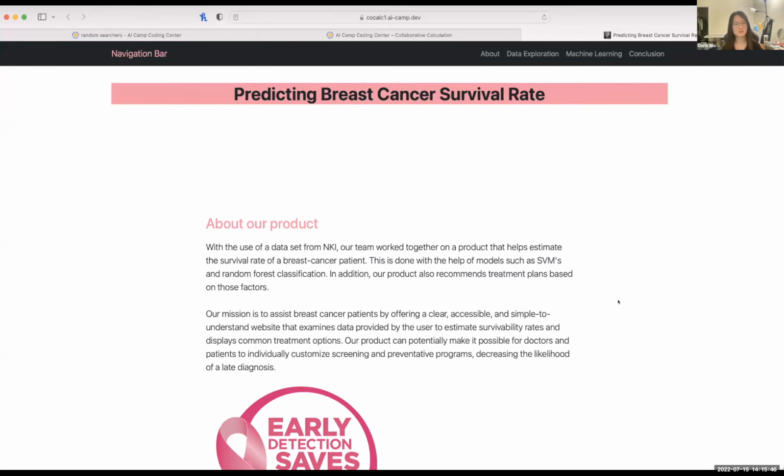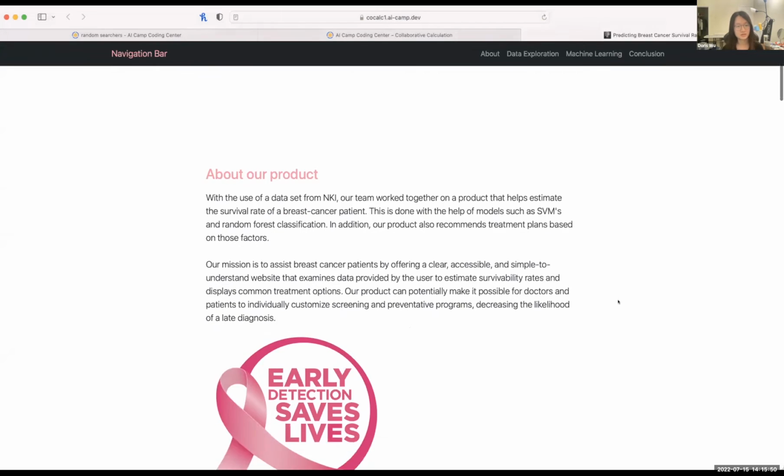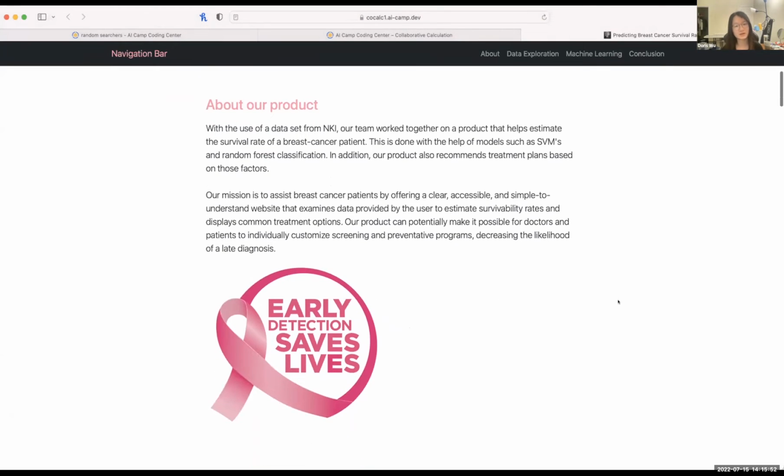So our product is to predict breast cancer survival rate. With the use of data sets from NKI, our team works together on a product that helps estimate the survival rate of a breast cancer patient. This is done with the help of models such as SVM, random forest, and linear regression. In addition, our product also recommends treatment plans based on those predictors.